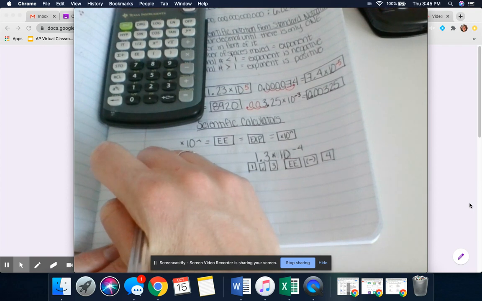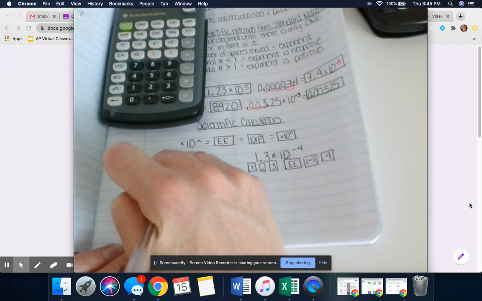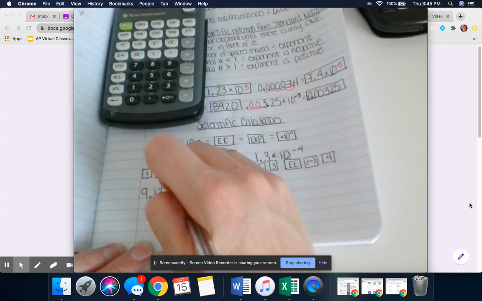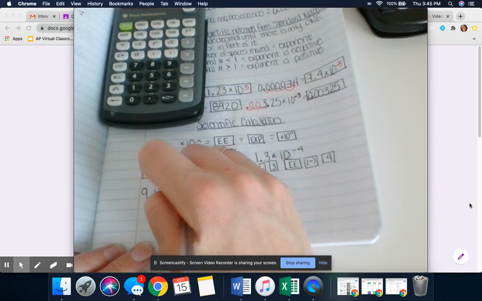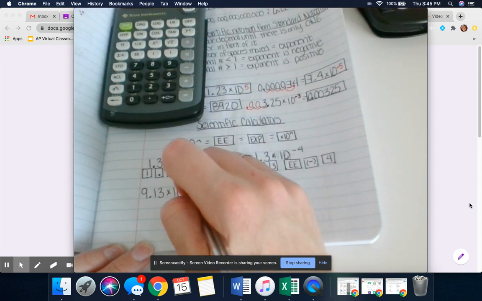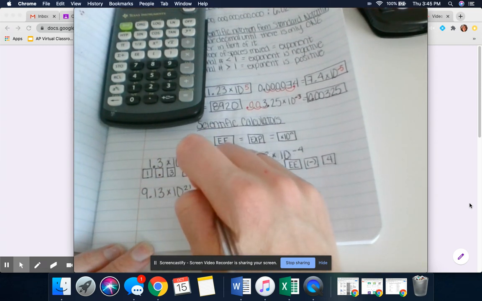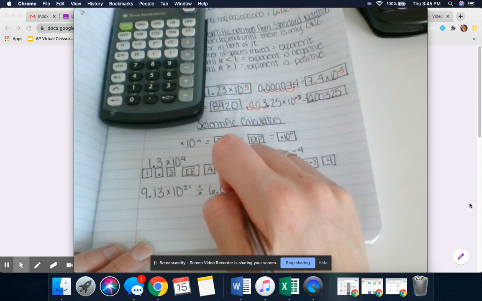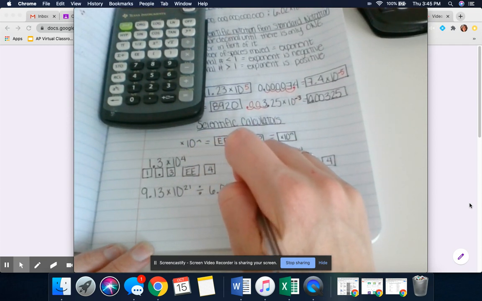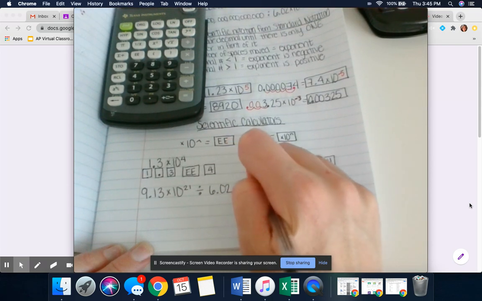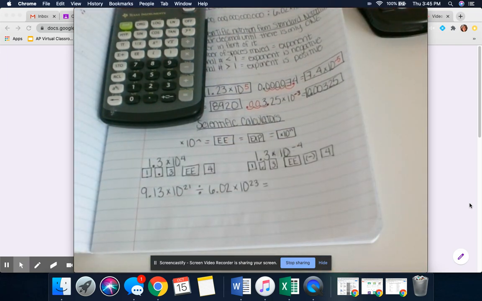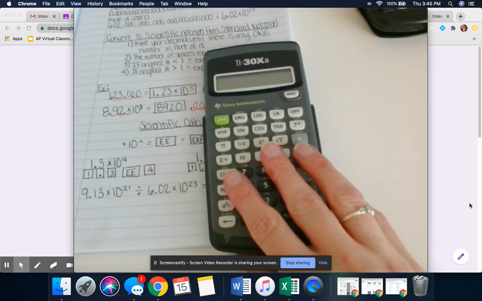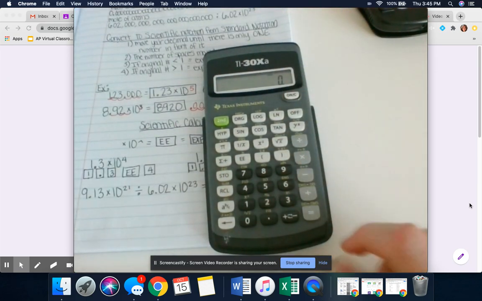So right now, I'd like for you guys to try out on your calculator to make sure you're typing the right things in the right place. 9.13 times 10 to the 21st. And then hit your divided by 6.02 times 10 to the 23rd. Okay? You can do this along with me to make sure that you're typing it in correctly and you get the right answer.